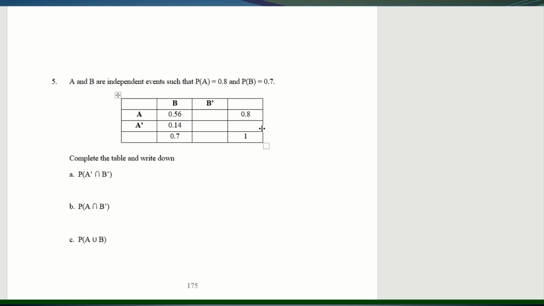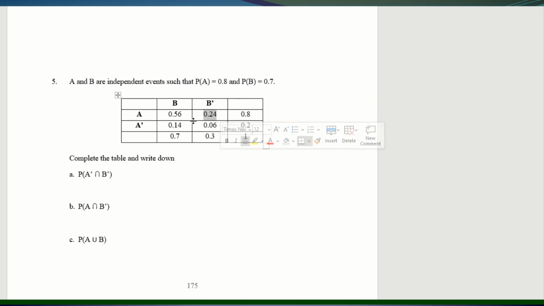0.14. What would this be? 0.2. What will this be? 0.24. Okay? This will be 0.3. That's what I'm saying. It's actually not so difficult to do it. Okay? A prime intersection B prime. What is it? 0.06. A intersection B prime, this part, 0.24.